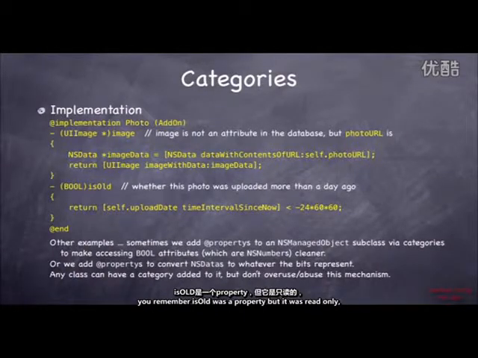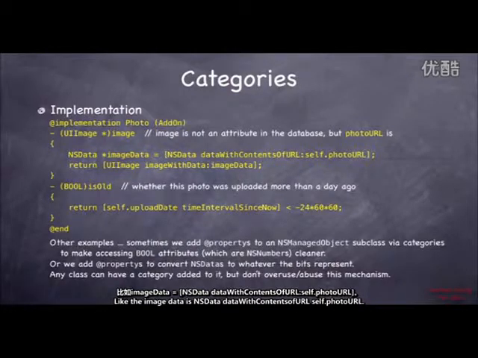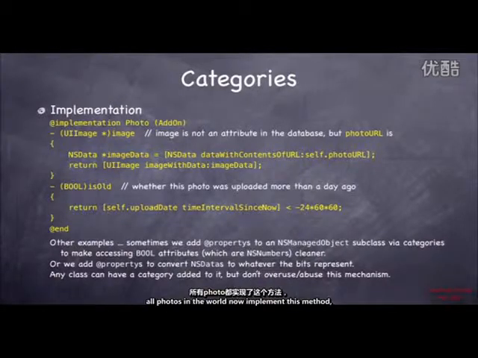Okay, you'll remember isOld was a property, but it was read-only, so I only have to provide the getter. So I'm going to add the isOld property getter and the method image. And you can see that I'm implementing them in terms of self.something. Like the image data is NSData dataWithContentsOfURL, self.photoURL. So I'm calling self here, self being the Photo that I added this method to. Okay, I've added a method to all photos. All photos in the world now implement this method because I compiled this category into my application. Does that make sense? Same thing with isOld. I'm saying self.uploadDate timeIntervalSinceNow is less than 24 hours ago.